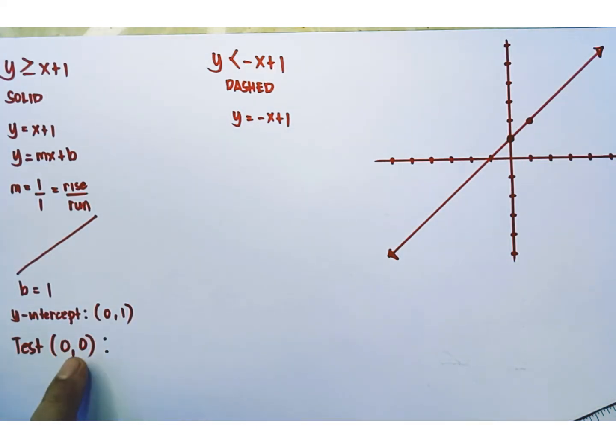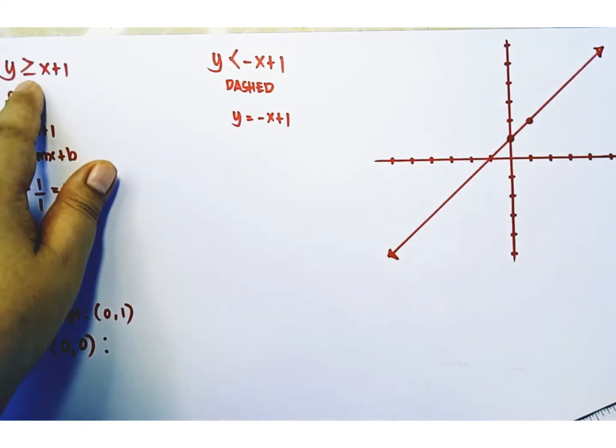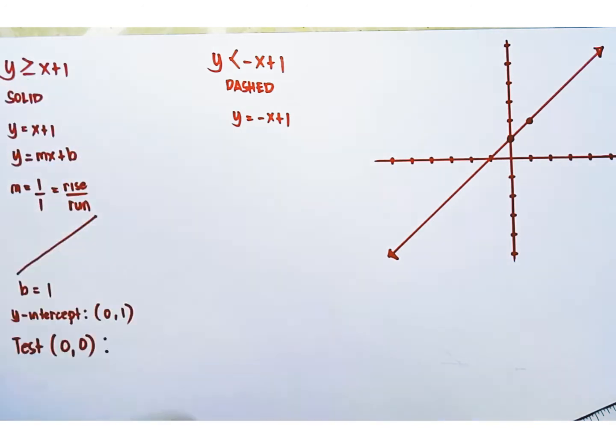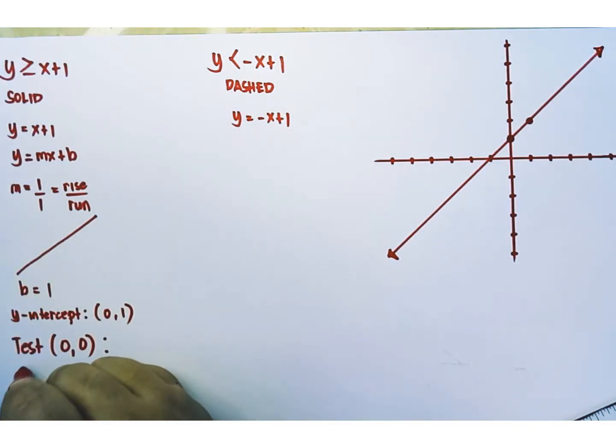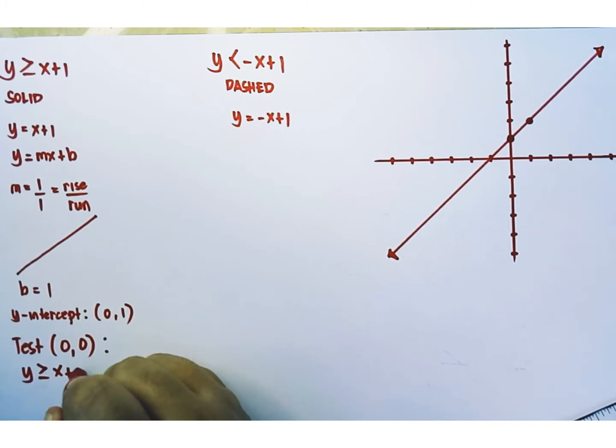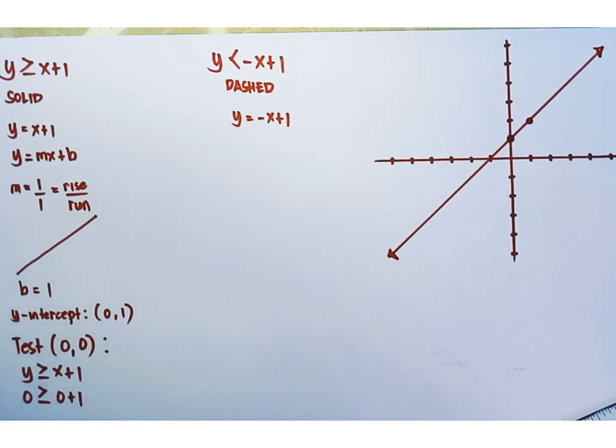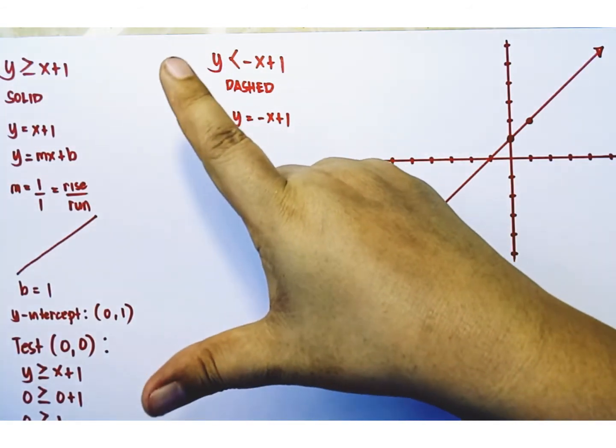Substitute x equals 0 and y equals 0 into the inequality and find out if we get a true or false statement. Left side becomes 0, right side becomes 0 plus 1. Simplify the right side, 0 greater than or equal to 1. Compare the two numbers. 1 is obviously larger than 0. And look at the open side of the inequality sign.